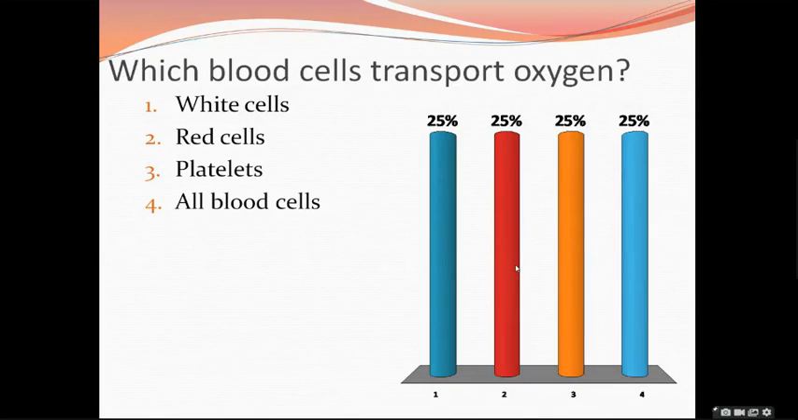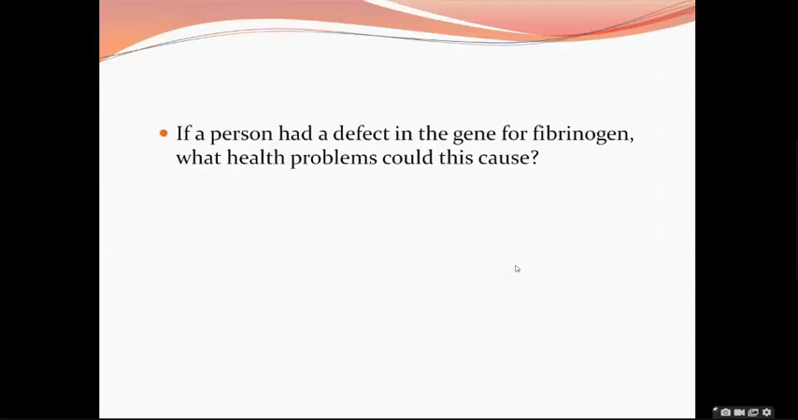Now, the next question. If a person has a defect in the gene for fibrinogen, what will happen? Just now we have seen fibrinogen has a role in coagulation. So the person will have impaired blood clotting function.